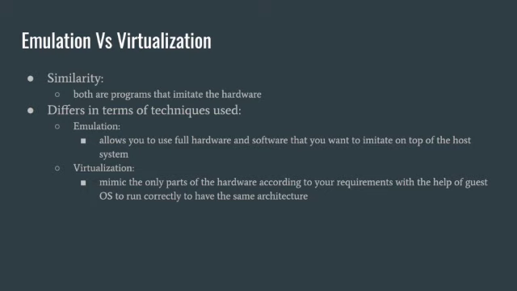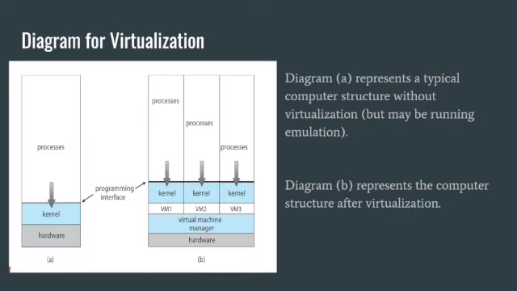The difference between emulation and virtualization is that even though both imitate the hardware, emulation will allow you to use the hardware and software on top of the whole system. Meanwhile, virtualization will only mimic parts of the hardware while allowing you to run a guest OS on top of the host architecture. This is the diagram for virtualization.